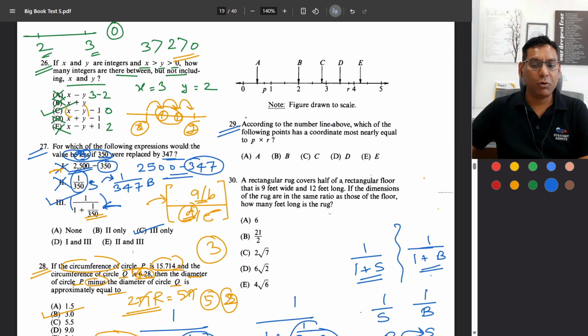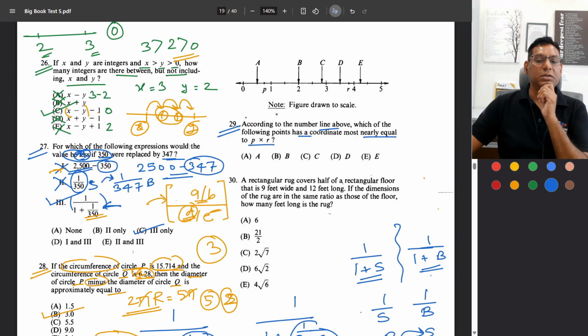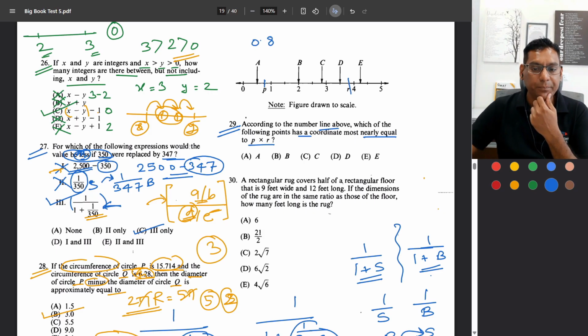Question 29. According to the number line above, which of the following points has a coordinate most nearly equal to P into R? Okay, so what is P? Again, I'll have to assume some number. This looks like 0.8 or 0.75. Let me say it is 0.8 because my calculation will become easy. What is R? If this is 3.5, this is 3.75 or something. Okay, 3.8, something like that.